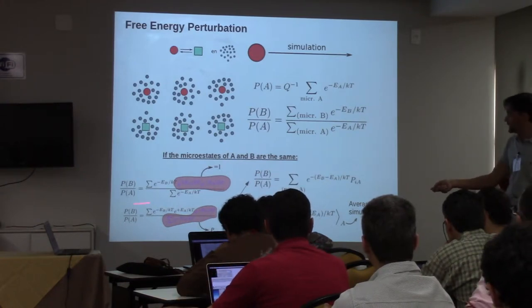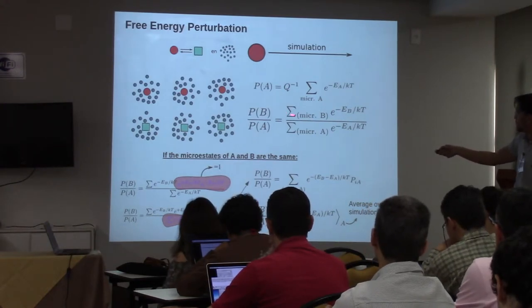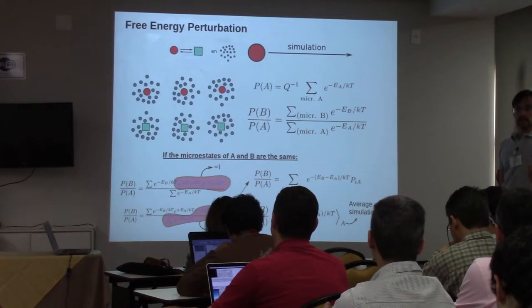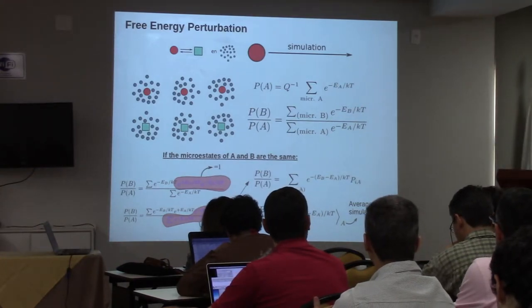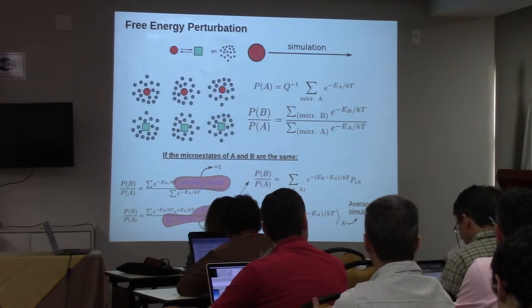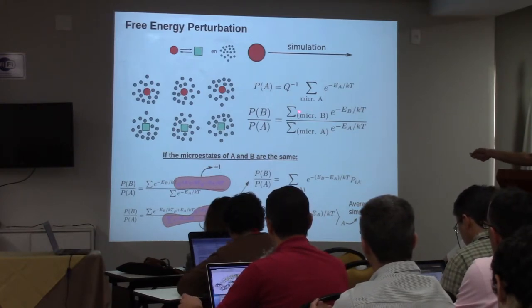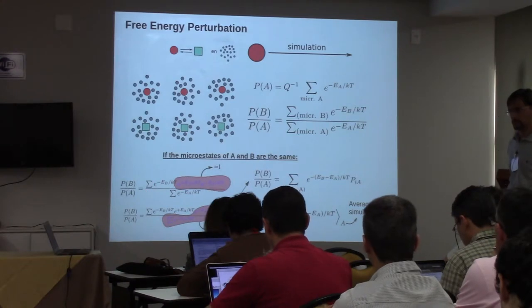So the sum over all states compatible with the green square, and the sum over all configurations compatible with the red ball, are sums over the same thing, because the configurations are the same, except for the exchange of the red ball by the green square. So the configurations of all other particles in the system are the same in these two sums. So we can drop this subscript and say we are summing over all configurations of the system.